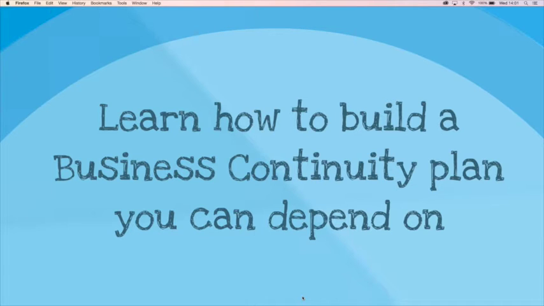If you've read our blogs, you may have heard a rather grim statistic from Gartner, the global technology analysts. Their research shows that 2 out of every 5 organisations that experience a disaster go out of business within 5 years. We want to make sure that you're in the successful 3 out of 5.